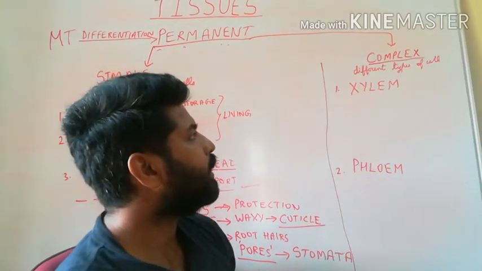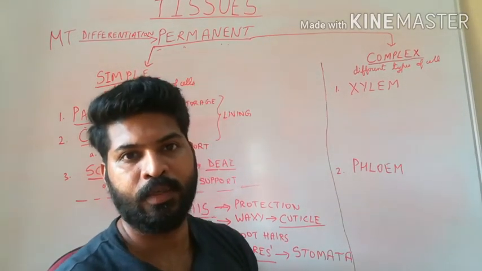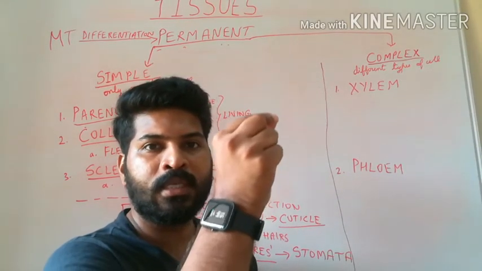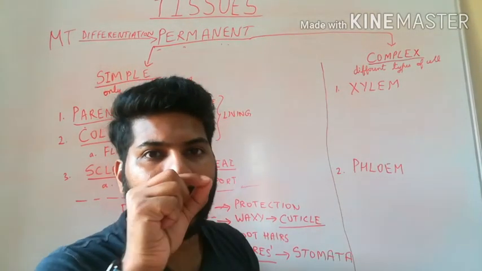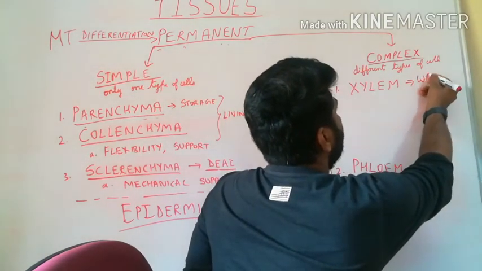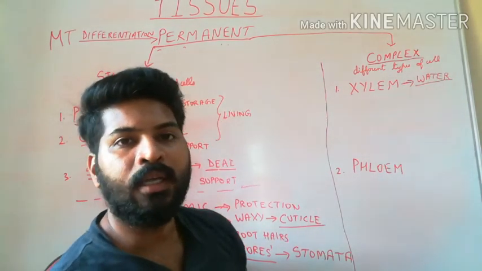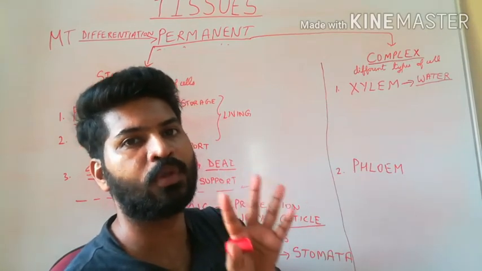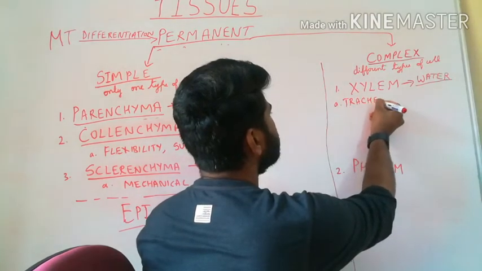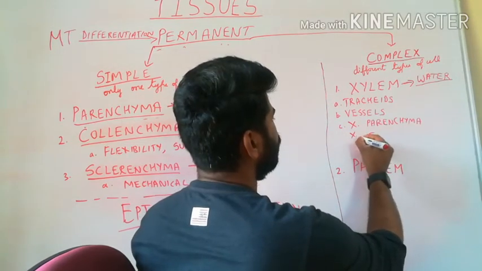The xylem tissue is mainly responsible for transportation of water and minerals. So we find this xylem tissue right from the roots. They are connected to the stem, and through the stem they reach the veins of the leaves. So this is required for transportation of water and minerals. The xylem tissue is made up of 4 different types of cells, namely tracheids, vessels, xylem parenchyma, xylem fibers.